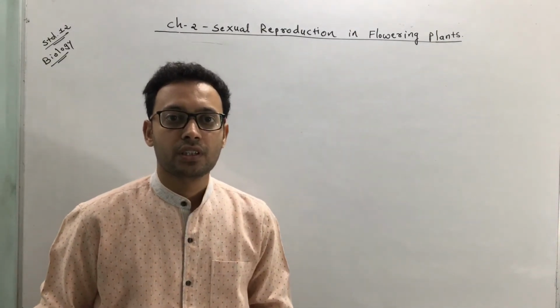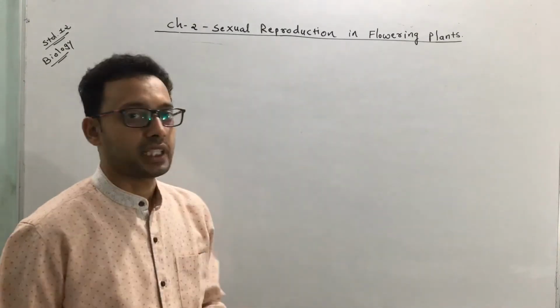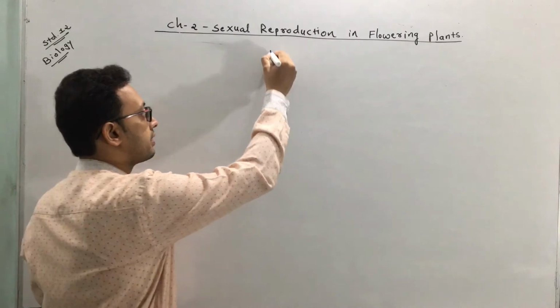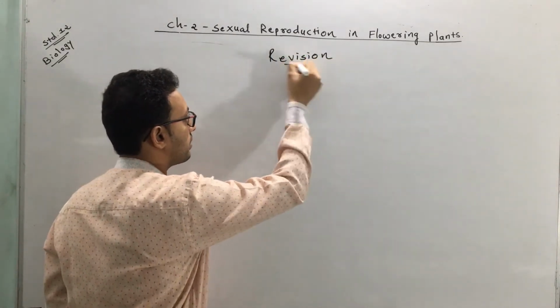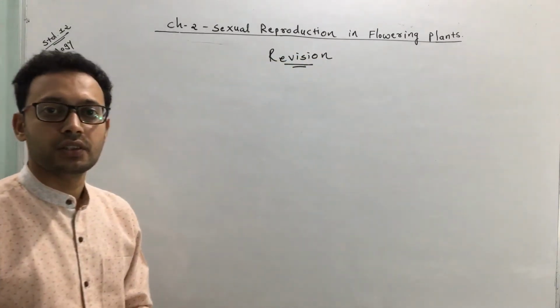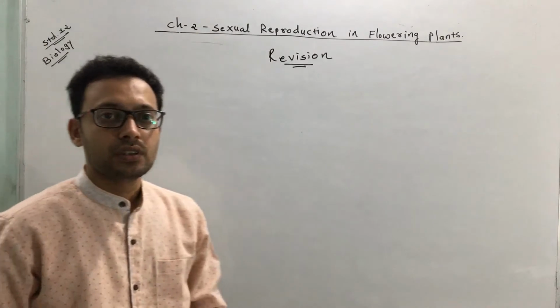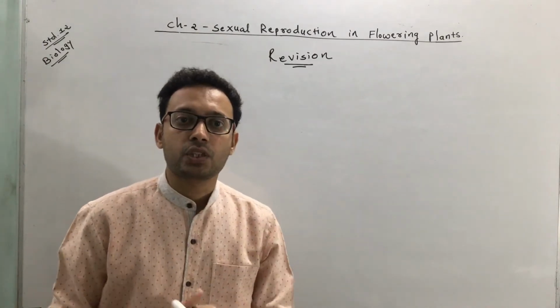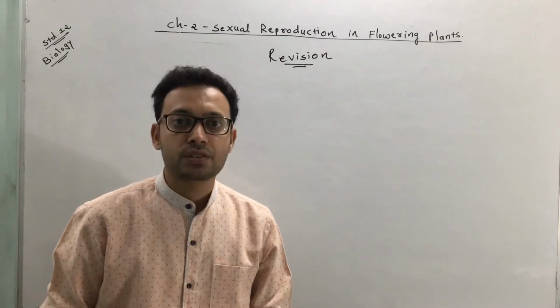10 students. Today we will do a rapid revision of chapter number 2, sexual reproduction in flowering plants. We will do a revision of this chapter in a very fast manner. You know that it is sexual reproduction. That means the two parents of opposite sex are involved. It occurs with the formation of gametes.